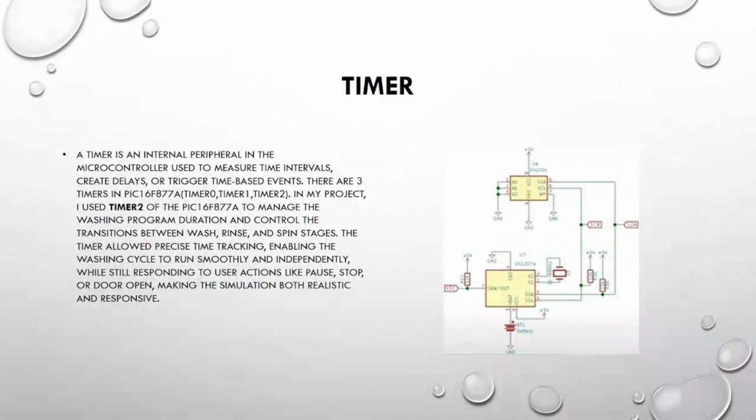Timer. It is an internal peripheral in the microcontroller. We use it to measure time intervals, create delays, or trigger time-based events. There are three timers, as we discussed earlier. In this project, I used Timer 2 of the PIC16F877A to manage the program duration and control the transitions between wash, rinse, and spin stages. The timer allowed precise time tracking, enabling the washing cycle to run smoothly and independently while still responding to user actions like pause, stop, or door open, making the simulation both realistic and responsive.